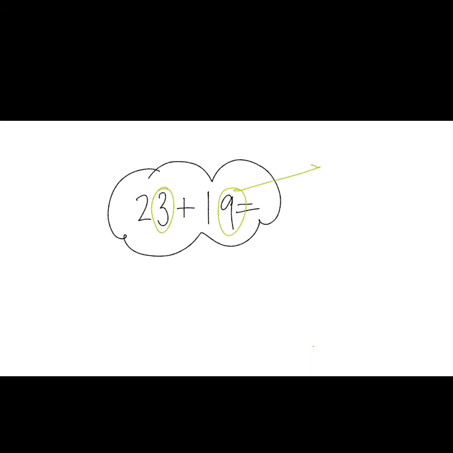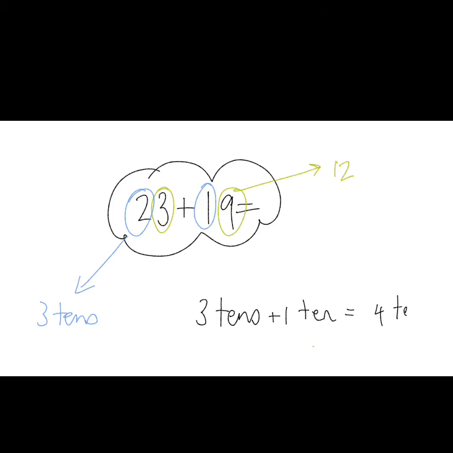So to work out this sum, I would look at the ones first, and I would calculate in my head that that's 12. So that's 1 ten and 2 ones. And then I would look at the tens and realize that that is 3 tens. So then I would add the 3 tens to 1 ten from the 12, which will equal 4 tens, and add the extra 2 ones, bringing it to a total of 42.